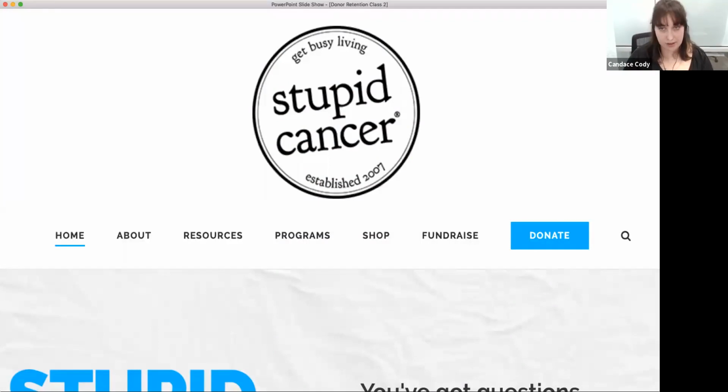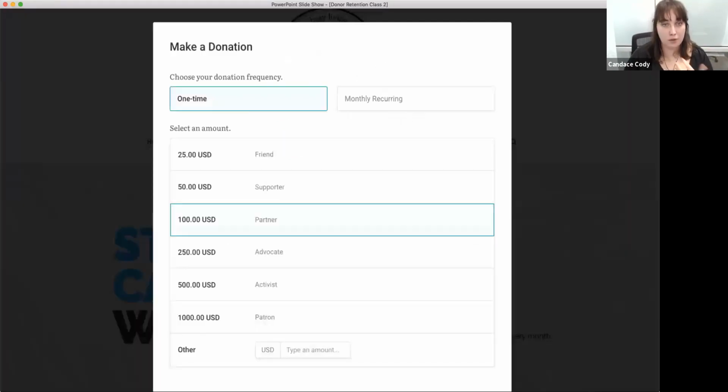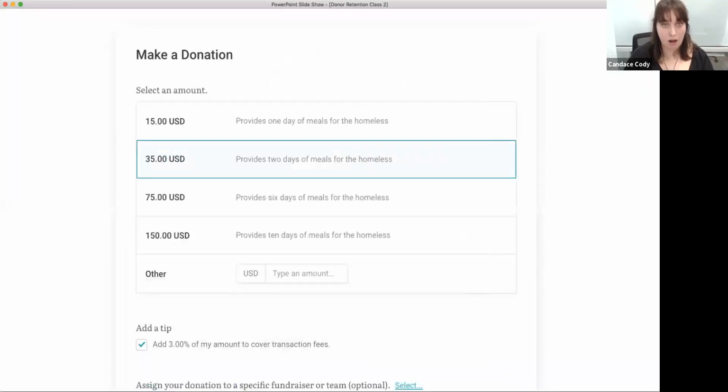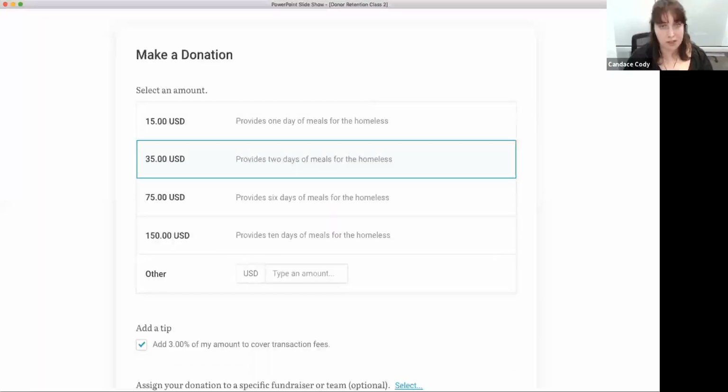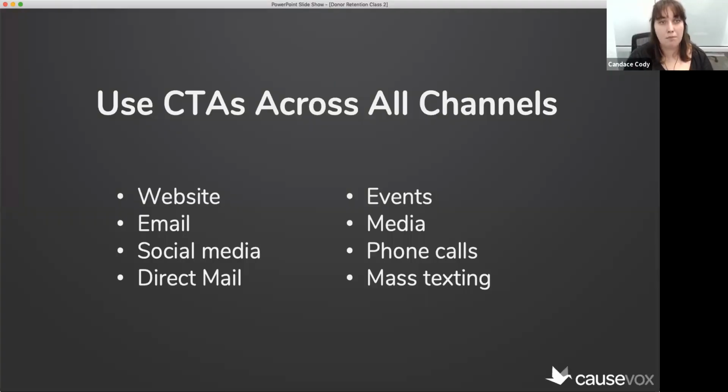So back on Stupid Cancer, you'll see that they have their donate button and the donation page pops up then and there. So it's not taken to a third-party site. You're not bouncing the donor all over the place. So it's very simple to make a donation. They don't have to do a lot of clicking around the site. And so this is just another example of what that would look like on a page as well. CauseVox has these really easy to use embeddable donation pages that you can put on your site. But it's just a quick example as to how you can really integrate call to actions across multiple channels.